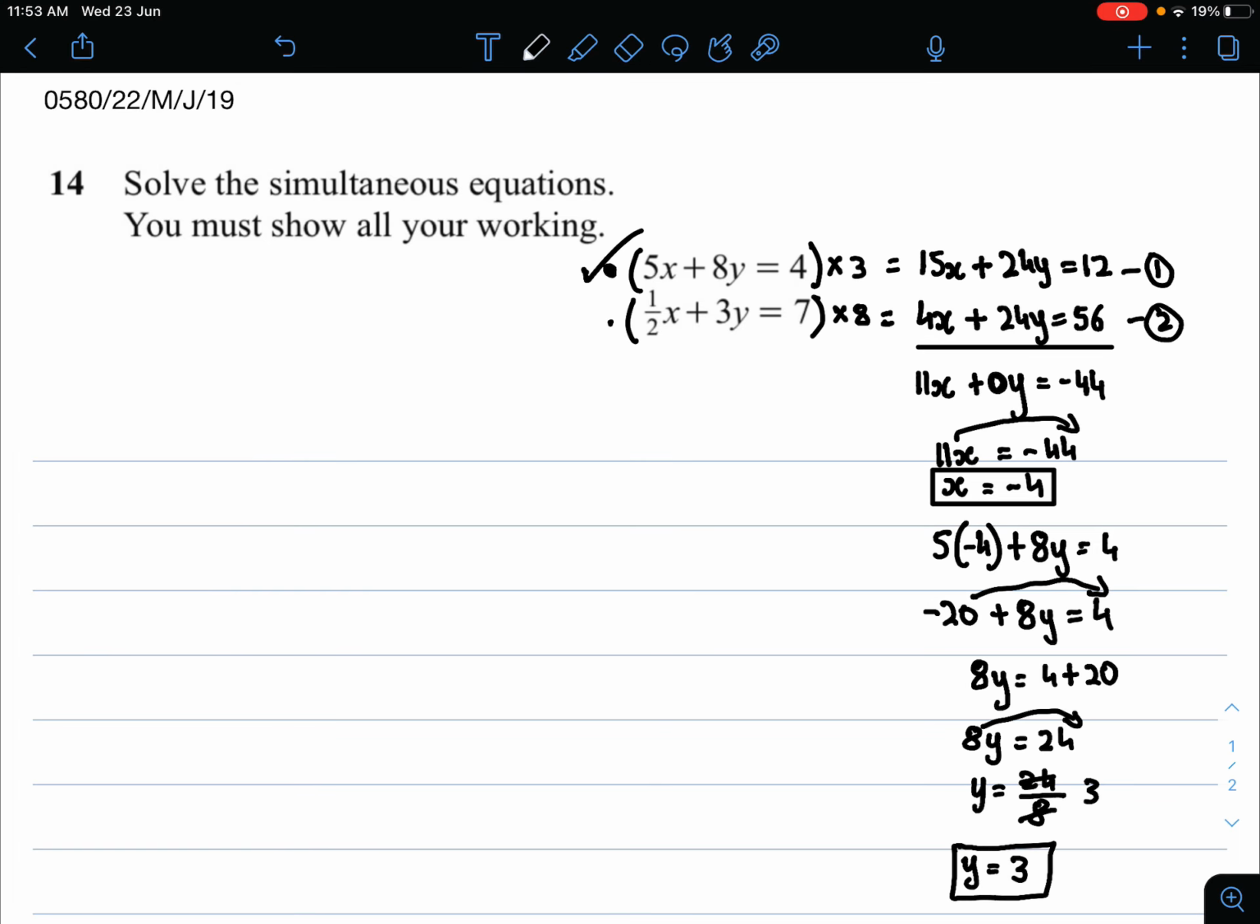Therefore the final answer for question 14 is that y is equal to 3 and x is equal to minus 4. So these two values are your final answers for question 14.